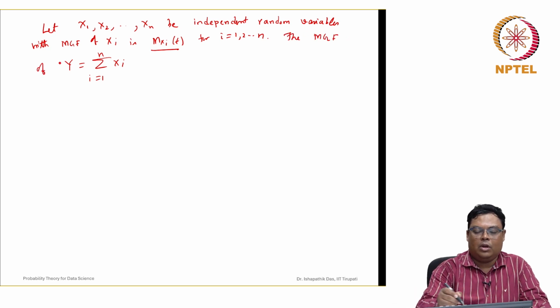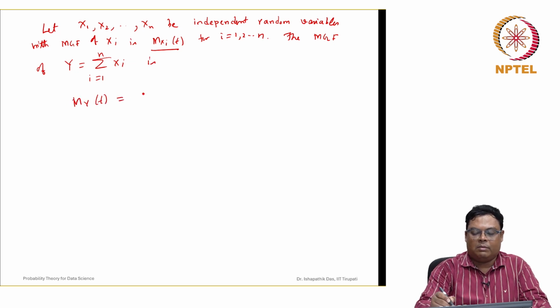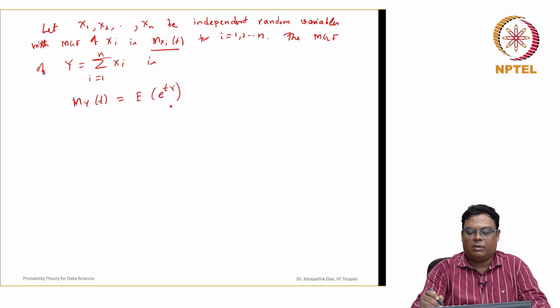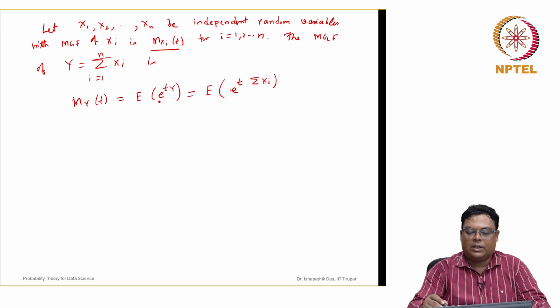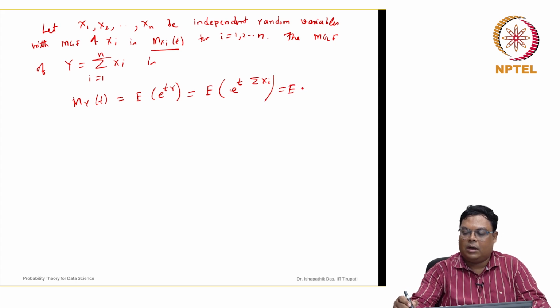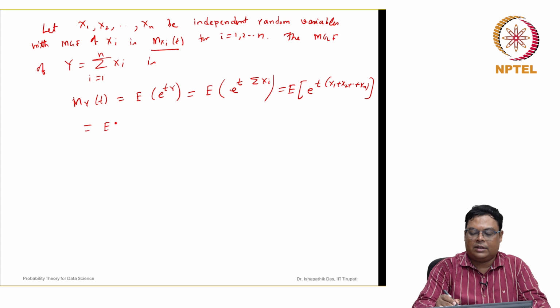of Y is, so by the definition, M_Y(t) is nothing but the expected value of e to the power of tY, which is equal to the expected value of e to the power of t times the summation of xi. Because tY is nothing but the summation of t xi, if we explicitly write that, it is the expected value of e to the power of t(x1 plus x2 plus ... plus xn), so if you simplify this, it is the expected value of e to the power of tx1 plus tx2 plus ... plus txn.